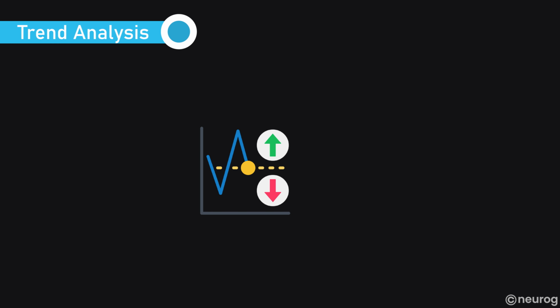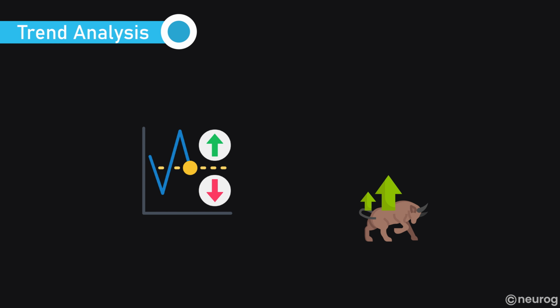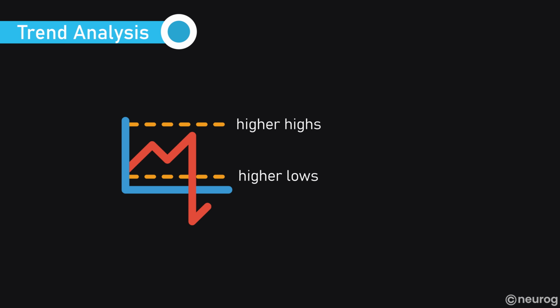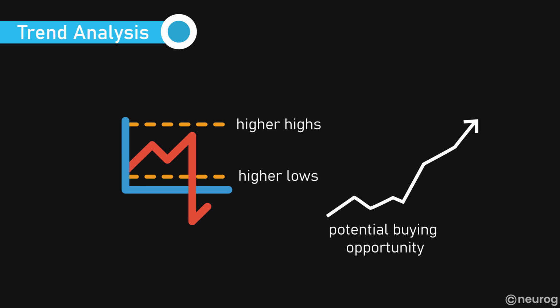Analyzing trends is a key aspect of technical analysis. An upward trend indicates a bull market, while a downward trend signals a bear market. Sideways or flat trends suggest a lack of clear market direction. For instance, a series of higher highs and higher lows typically indicates an upward trend, suggesting a potential buying opportunity.